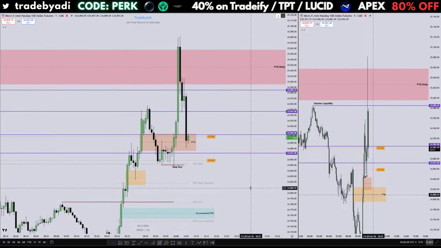Yesterday was not my day, and I also don't like yesterday's price action because the FVGs were not respecting completely. Not a single FVG reacted good like this one.